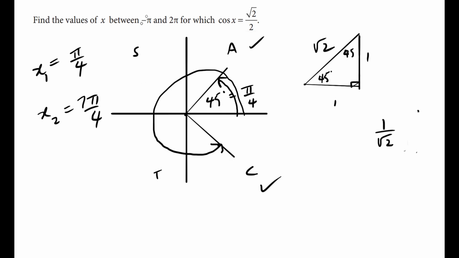And don't forget, we can also go backwards, negative angles. So negative pi is this far, and where we hit is negative pi over 4. So we have another answer, another solution. x is equal to negative pi over 4.